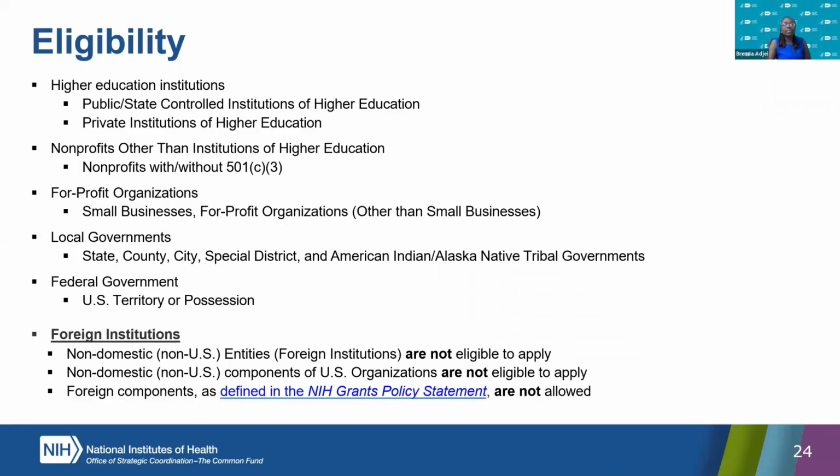There are a few eligibility criteria that we would like to mention. Eligible institutions that can apply to the Hubs RFA include higher education institutions, nonprofits other than institutions of higher education, for-profit organizations, local governments, or U.S. territories of the federal government. There are also a few institutions that are ineligible to apply for this opportunity: non-domestic, non-U.S. entities, non-domestic components of U.S. organizations, or foreign components as defined in the NIH grants policy statement.